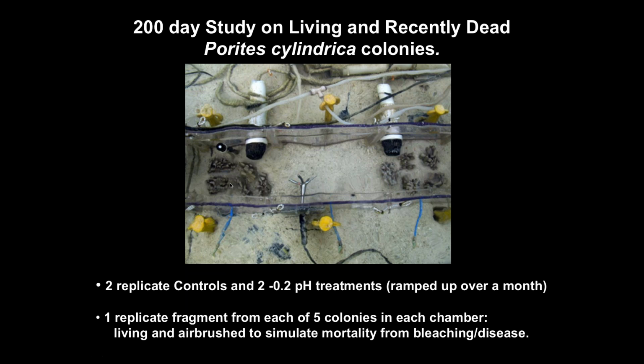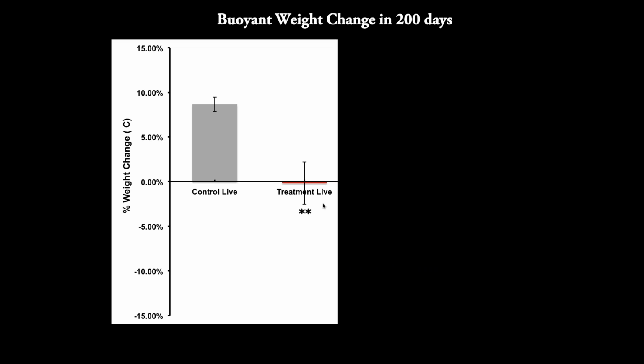So we ran this for 200 days, and when we were looking at the living corals, when we looked at their change in weight or buoyant weight, which is an estimate of net calcification rate, we could see that the control corals calcified about 8 to 9% per year, while the treatment had no net calcification. So there was a significant decline in net calcification in the living corals.